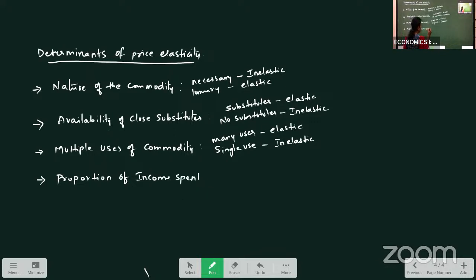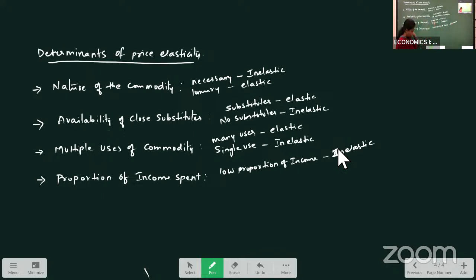Proportion of income spent. If the proportion of income is very small, then demand will be inelastic, right? So if you spend a low proportion of income, for example, only 10 rupees or 50 rupees, a very small amount, then though the price is increasing, demand will not change. Okay, so there will be inelastic demand. Though the price increases, demand will not change.